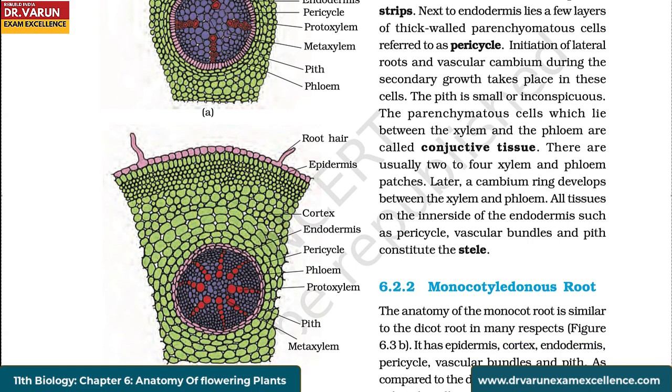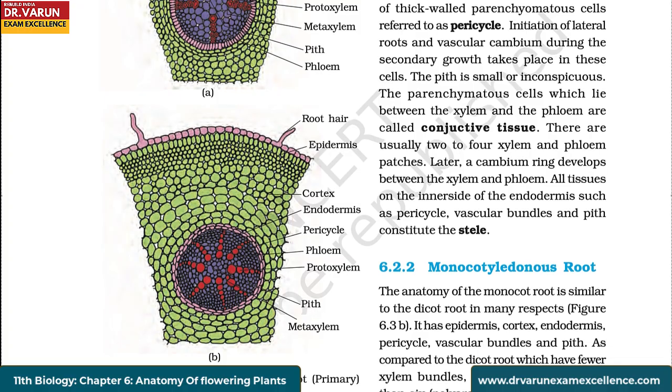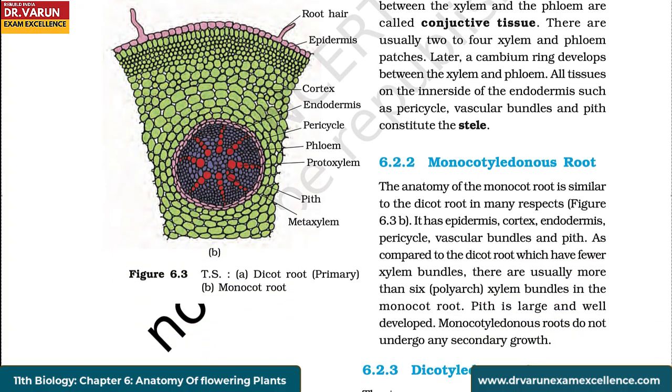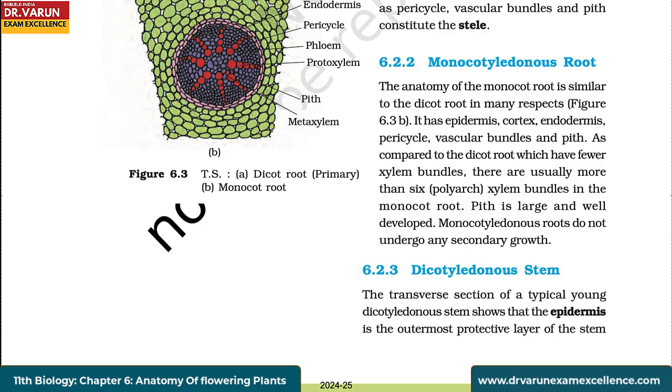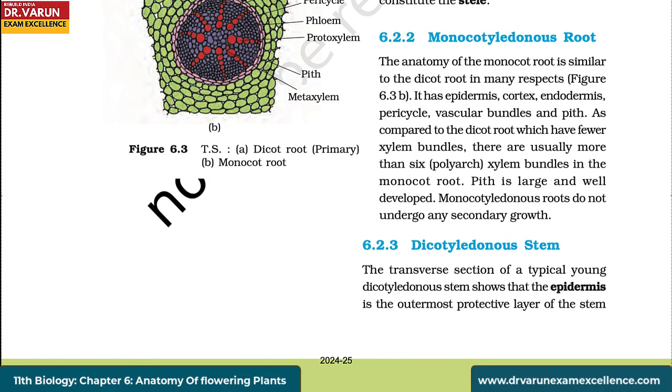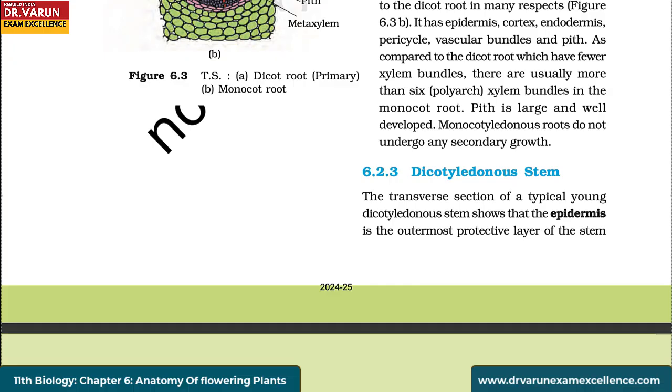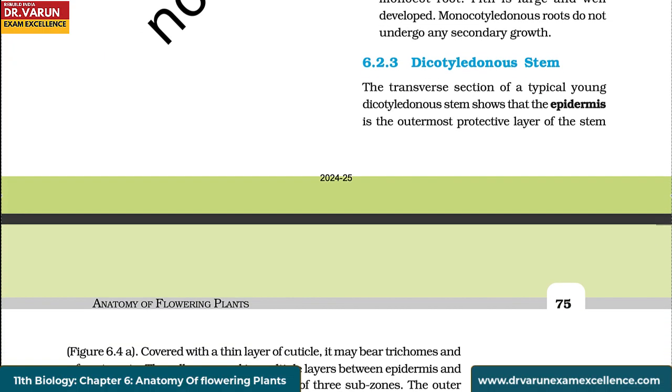All tissues on the inner side of the epidermis, such as pericycle, vascular bundles, and pith, constitute the stele. Monocotyledonous roots. The anatomy of the monocot root is similar to the dicot root in many respects. It has epidermis, cortex, endodermis, pericycle, vascular bundles, and pith. As compared to the dicot root, which has fewer xylem bundles, there are usually more than 6 polyarch xylem bundles in the monocot root. Pith is large and well developed. Monocotyledonous roots do not undergo any secondary growth.